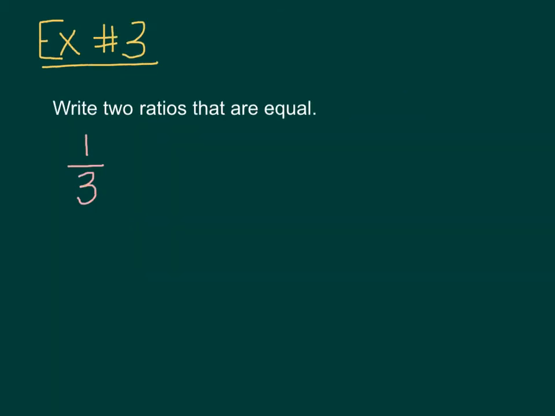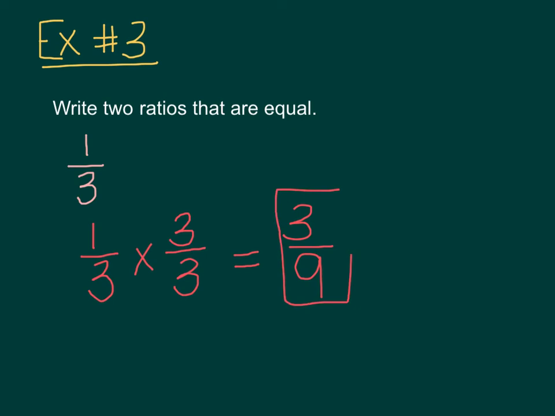Okay, example number 3, write 2 ratios that are equal. So we're going to do the same thing that we did in example number 1. Now, 1/3 is already in simplest form, so we can't divide by anything. So we're going to be multiplying by something. And the good thing is we get to pick whatever number we want. I'm going to choose the number 3. So I have to multiply the numerator and the denominator by 3. So 1 times 3 is 3, and 3 times 3 is 9. So 3/9 is one ratio that is equal.